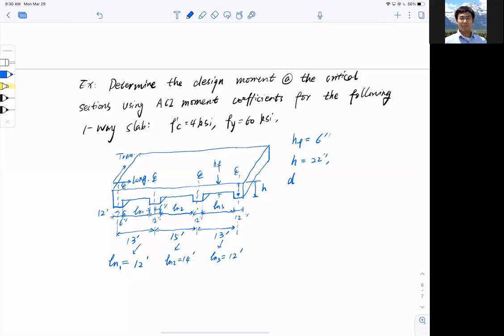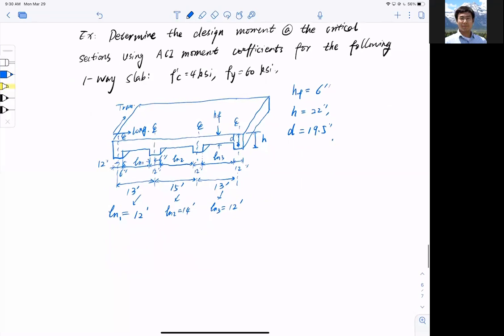Here, the depth of it is 19.5 inch. Okay, so these are the numbers, the geometry. All right, then we're going to design for it.